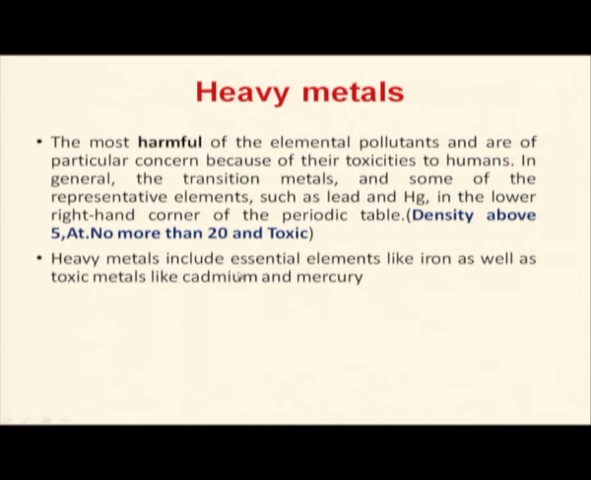So, heavy metals include essential elements like iron, as well as toxic metals like cadmium and mercury. The term heavy metal was given because of the high toxicity of lead and mercury, which have very high density. Because of these two elements, originally lead and mercury, the term heavy metals was given, and now it includes about 16 elements including arsenic, aluminum and iron.